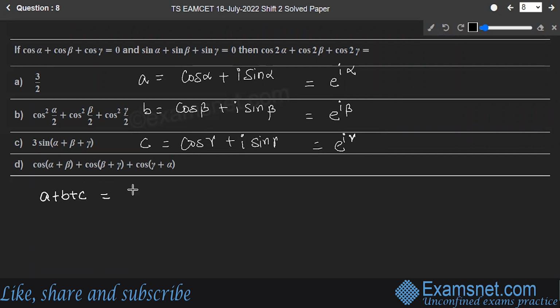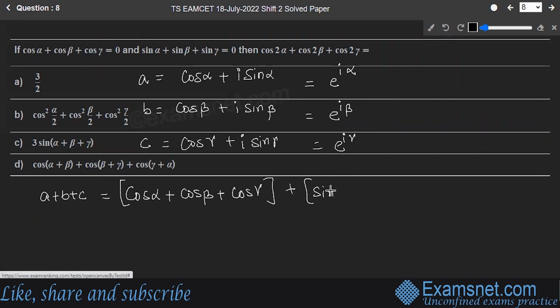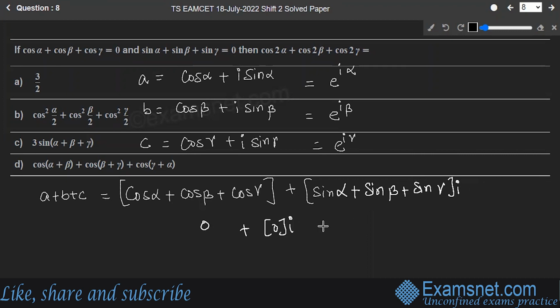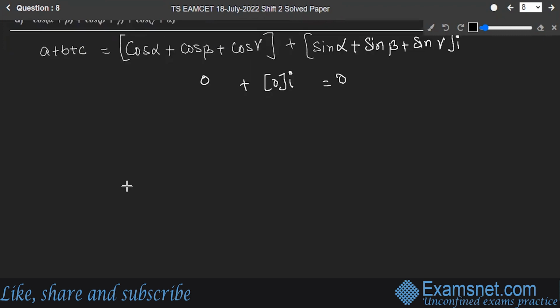So after adding them, you will have cos alpha + cos beta + cos gamma plus sin alpha + sin beta + sin gamma times iota. Now this was equal to 0 plus 0 iota, as given in the question. So that means simply A plus B plus C is equal to 0. Let's name this as equation 1.